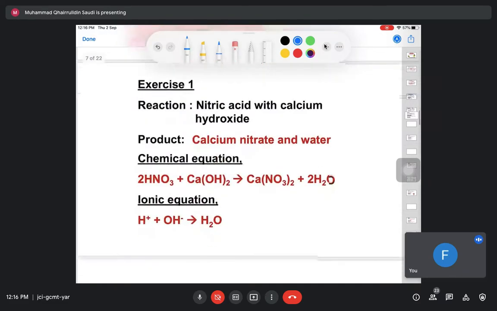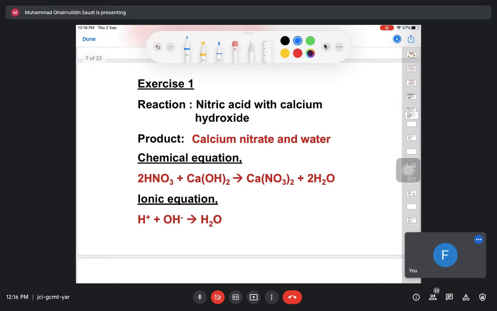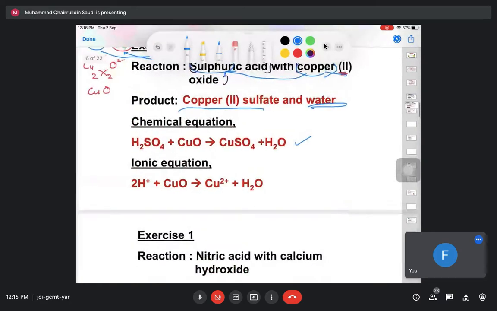Okay, let's see exercise 1. Nitric acid with calcium hydroxide. Okay, we already know this one is acid and calcium hydroxide is a base. So you should know that acid plus base, we will get what?